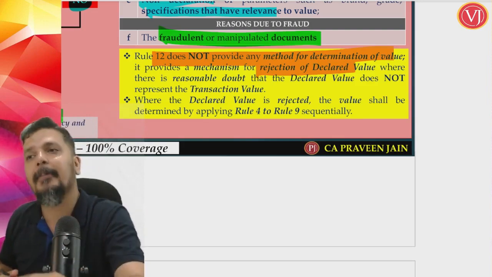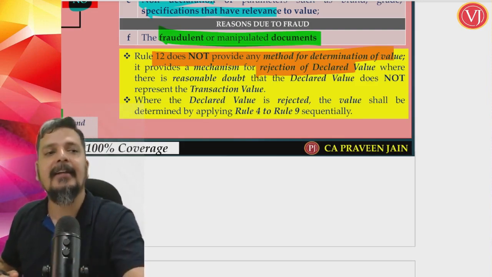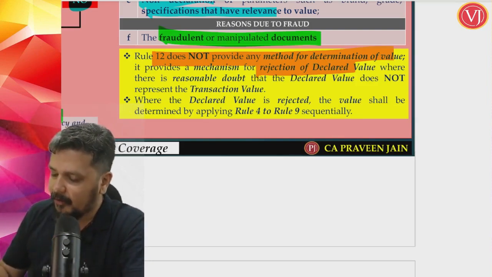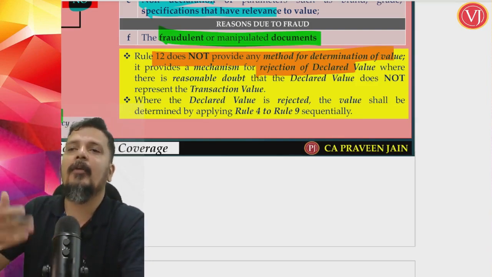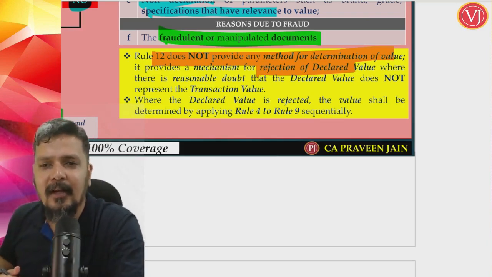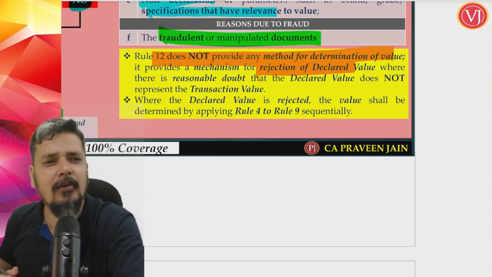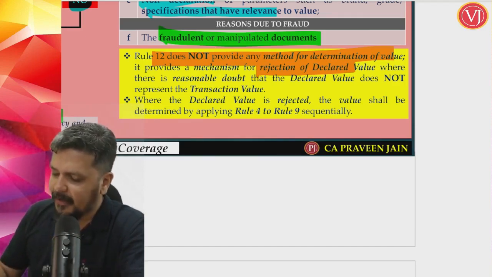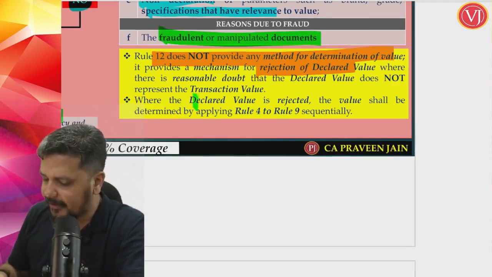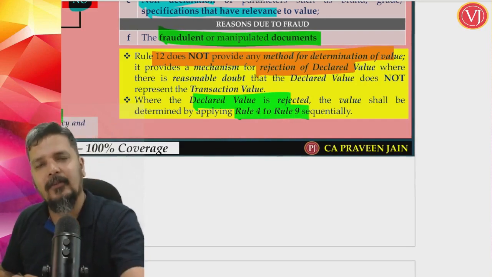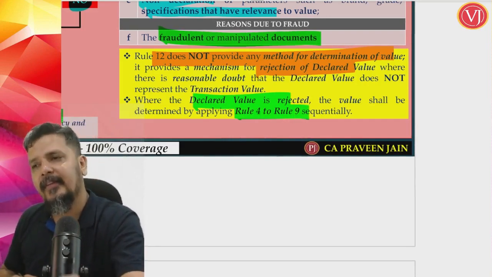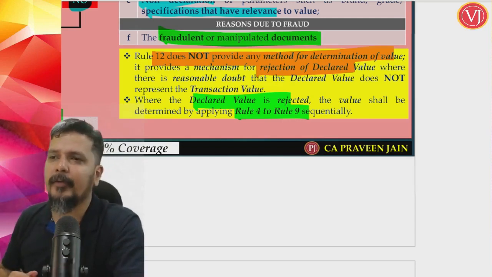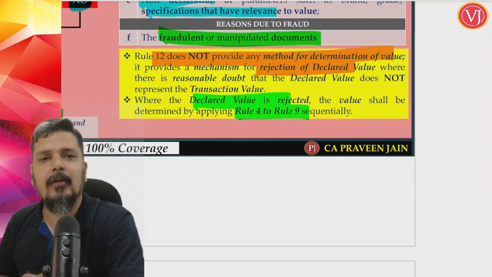Then he has to go and apply rule 4 in detail, then 5 in detail, then 7, then 8, then 9 in that sequence. The basis on which the value was rejected will not become the answer by default, because rule 12 is not a valuation rule, it is a rejection rule. And if the value is rejected here, you have to go as per sequence to the next rule, 4, then 5, then 7, then 8, then 9. So that is an important point for you to understand when you're talking about rule 12.